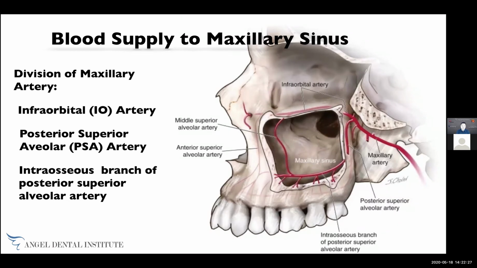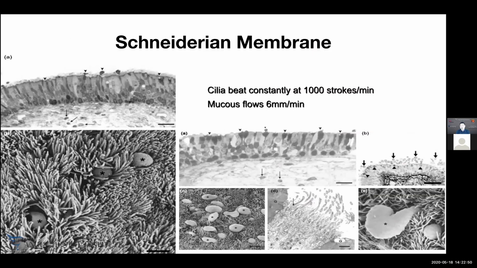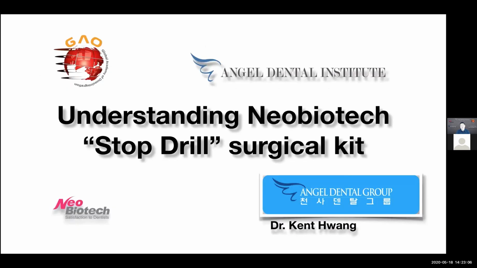Blood supply to the maxillary sinus, we talked about this again. It's a division of the maxillary artery, which involves the inferior orbital artery, which is not really a concern when we're doing implants. Posterior superior alveolar artery, and the branch of that, intraosseous and extraosseous, is the one that we're more concerned about when we're doing sinus elevations and so forth. Schneiderian membrane is the lining of the sinus. I talked about this in my sinus course, but it's just a ciliated membrane that moves mucus, okay? It has great properties for us to be able to do sinus elevation.